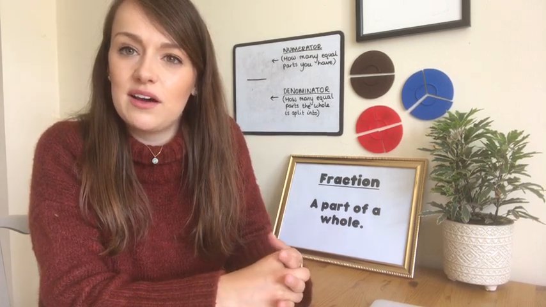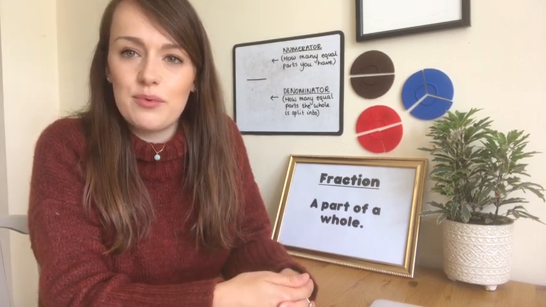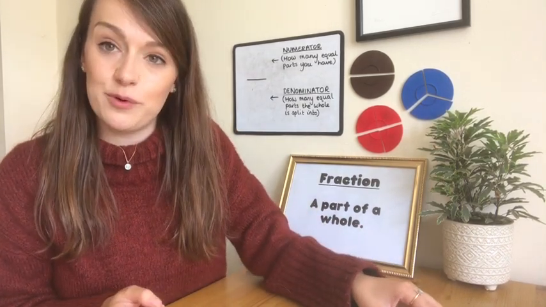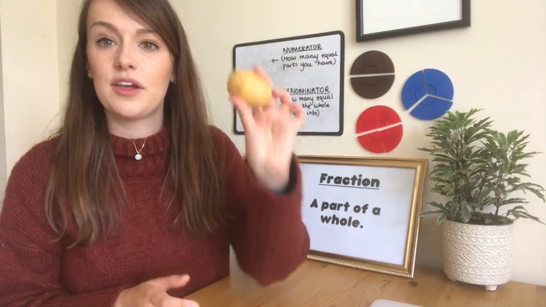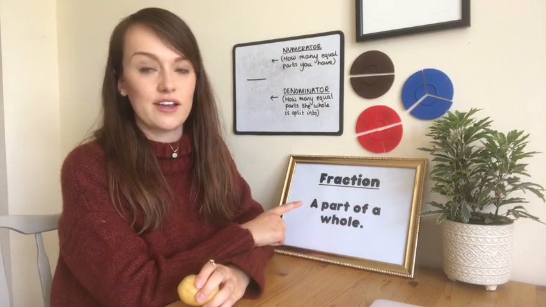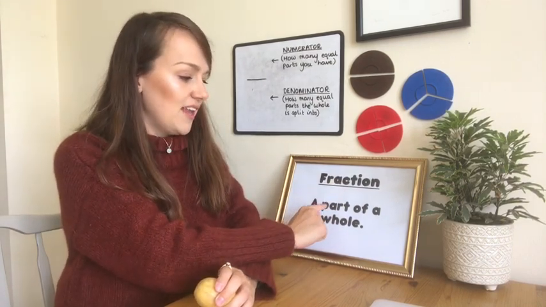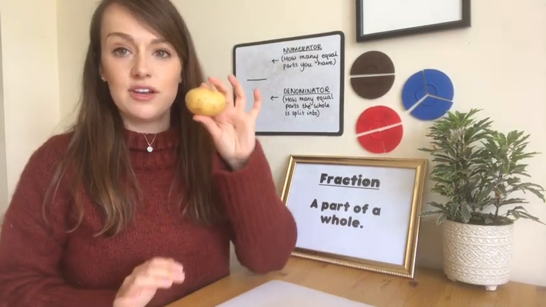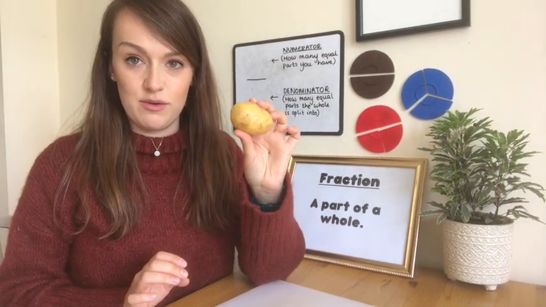Okay, when I start this lesson with my class, I usually use an apple to represent a whole object. I don't have an apple, so I'm going to use a potato. Okay, so this is my potato. This is my whole object. And if we look at the definition, a fraction is part of a whole, okay? So a fraction is going to be part of this potato in this sense.